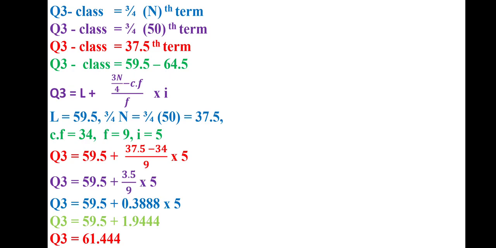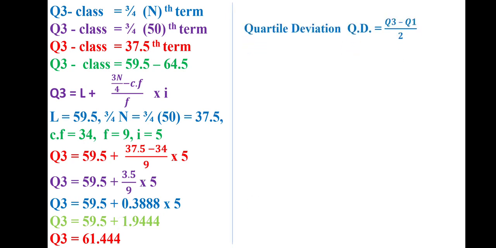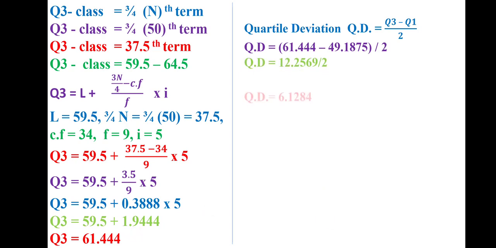Now Q1 and Q3 are both calculated. Then we can find the quartile deviation. The quartile deviation formula is Q3 minus Q1 divided by 2. So the Q3 value 61.444 minus the Q1 value 49.1875, divided by 2. Simplifying, 12.2569 divided by 2 gives 6.1284. The quartile deviation value of this problem is 6.1284.